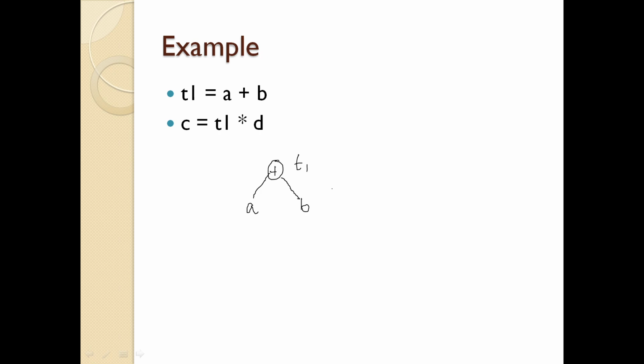And then the next one is T1 star D. So already the expression T1 is computed and a node is labeled with the name T1. This value we need to use for the computation of the next expression, the second expression. And the operator in the second expression is the multiplication operator, and you are storing the result of the second expression in the variable C. So you need to encircle the second operator node and label it with the name C. So this is how we draw the DAG.